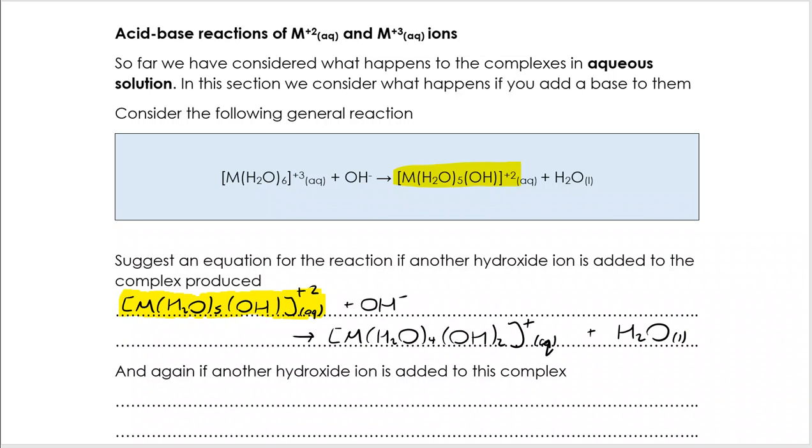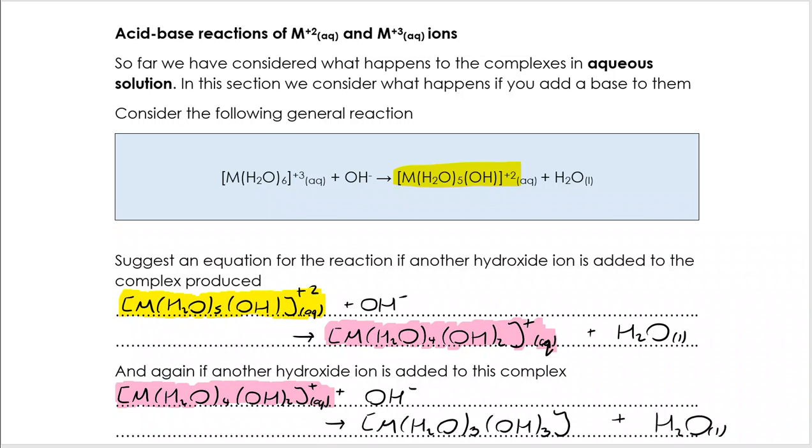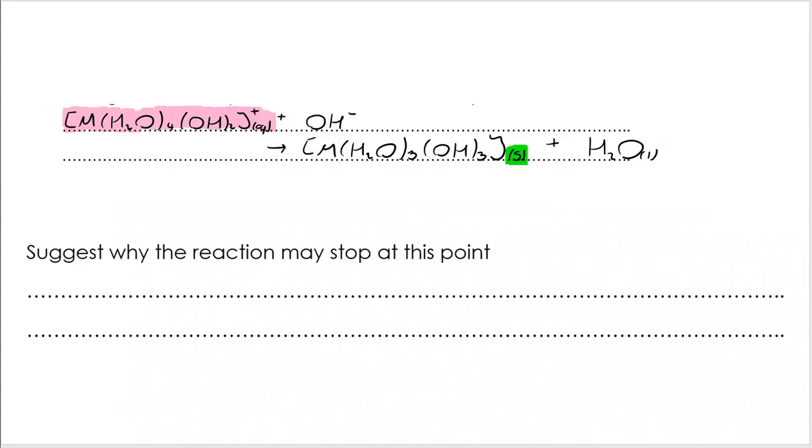Now it's asking you to take a look at what would happen if another hydroxide ion was added. So let's have a look at that one now. Again, I take what I made here, I move it down, and I am going to make my complex. This time, instead of [M(H2O)4(OH)2]+, it's [M(H2O)3(OH)3]. I still make a water ligand. Something really important to think about here is the state symbol. What state would this be in? And hopefully what you have said is solid. And I've highlighted that there. And we're going to talk a little bit about why.